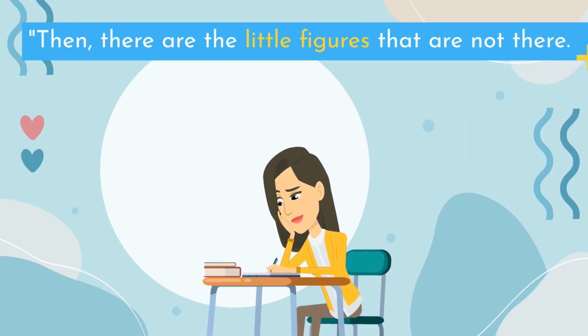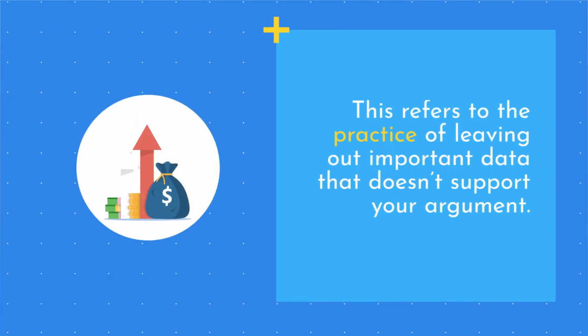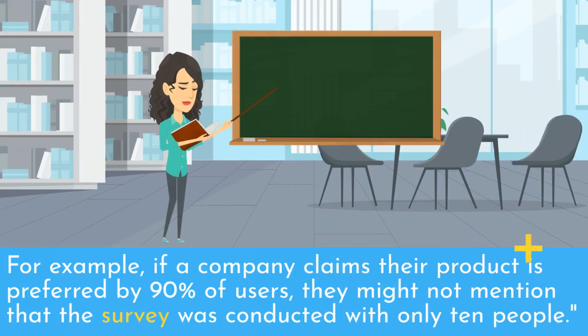Then, there are the little figures that are not there. This refers to the practice of leaving out important data that doesn't support your argument. For example, if a company claims their product is preferred by 90% of users, they might not mention that the survey was conducted with only 10 people.